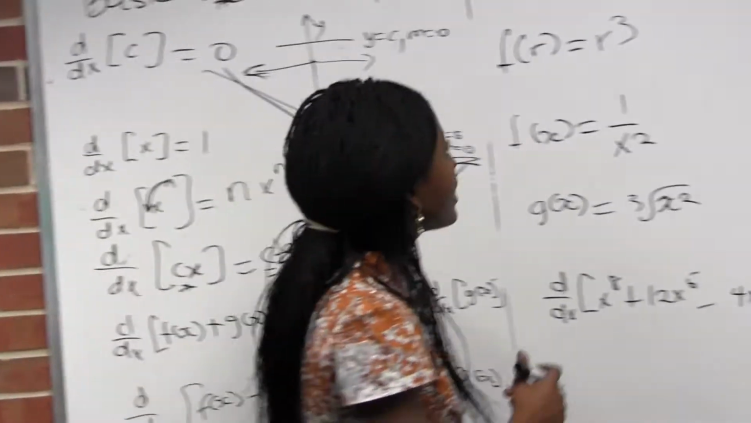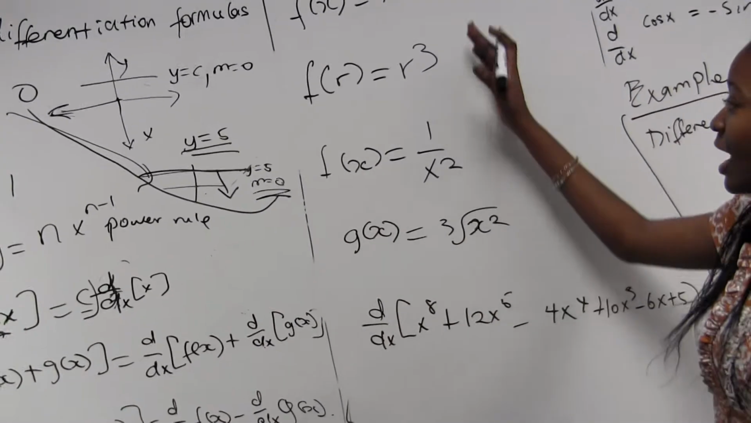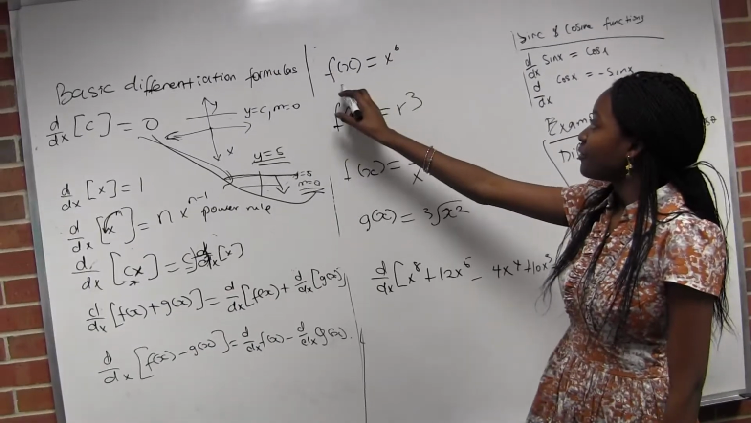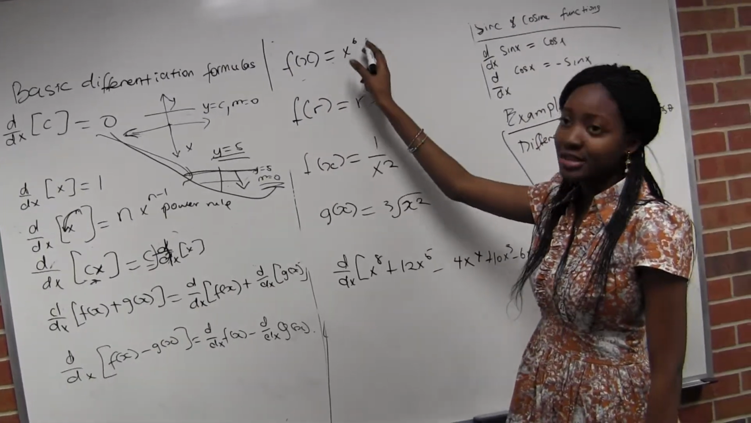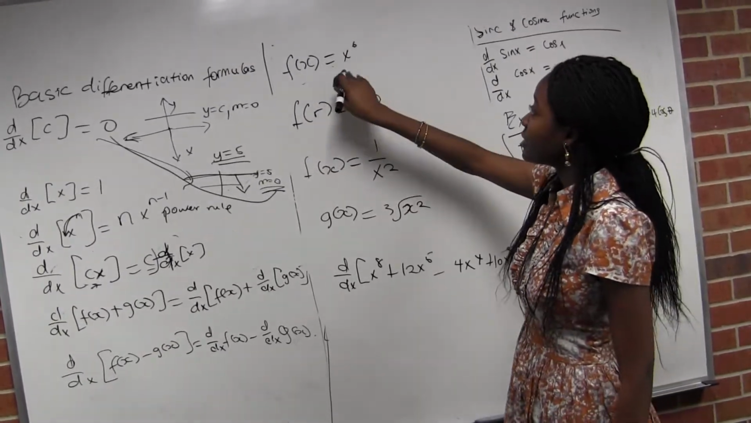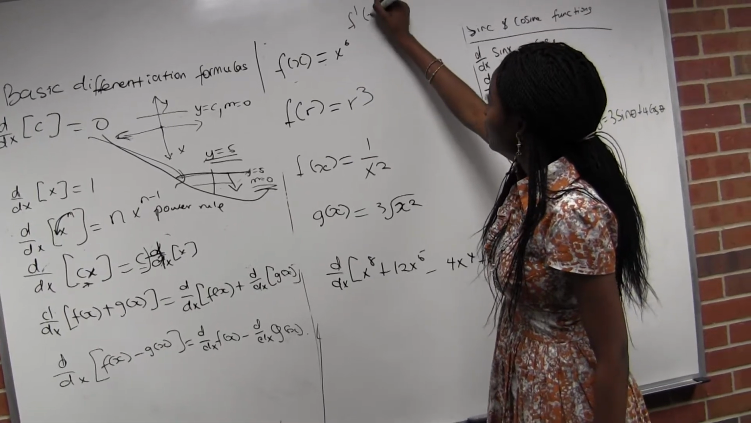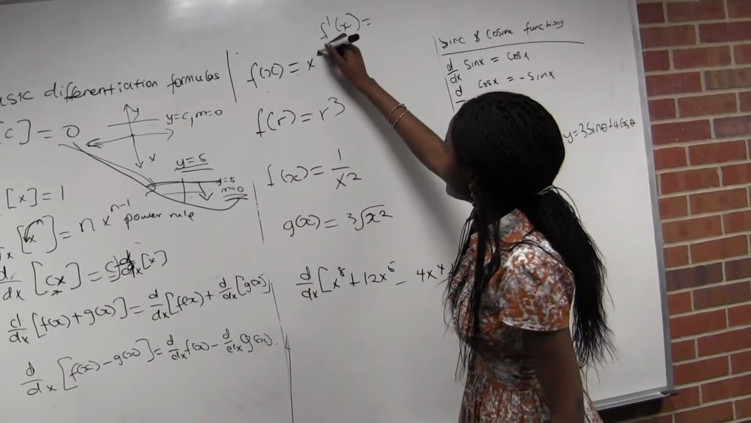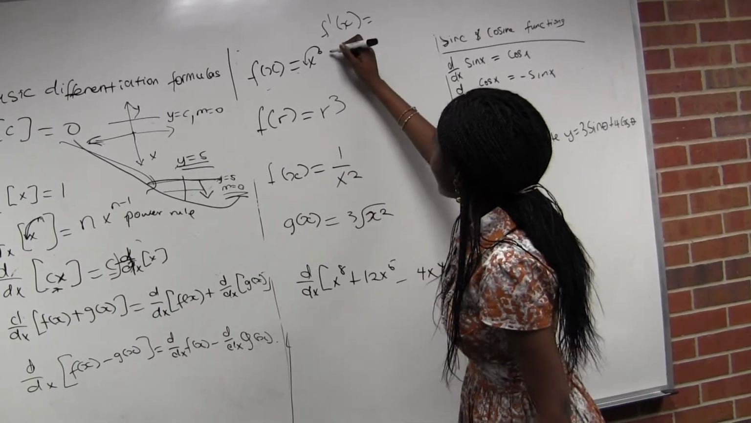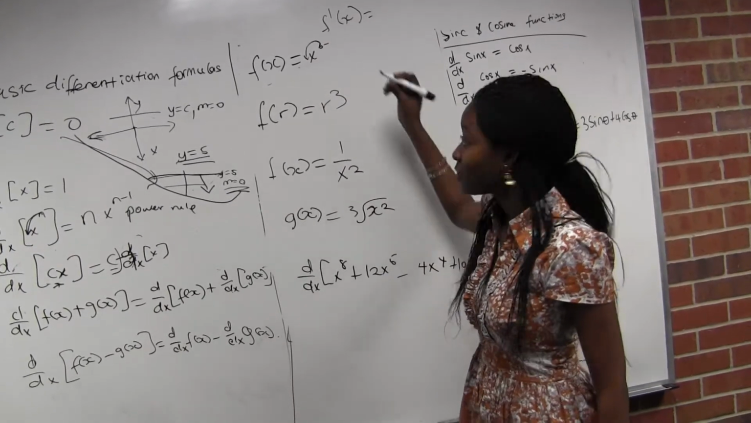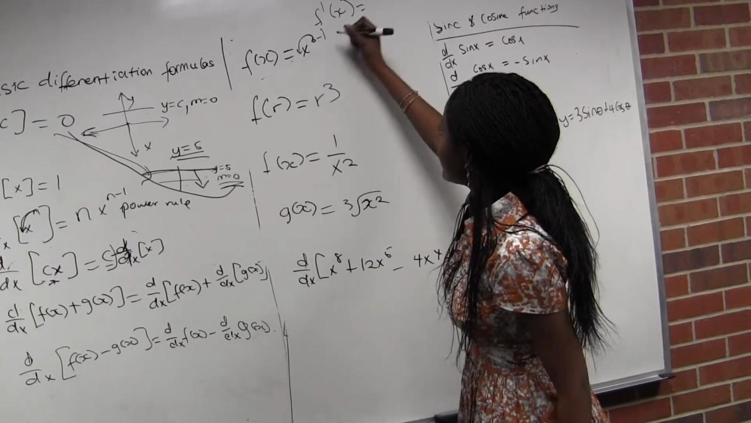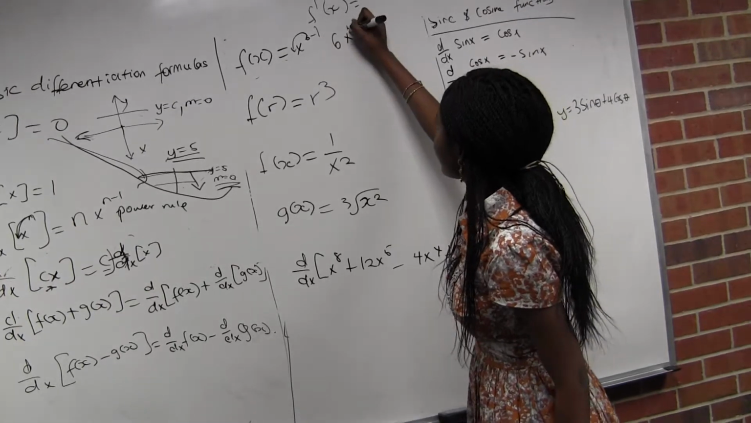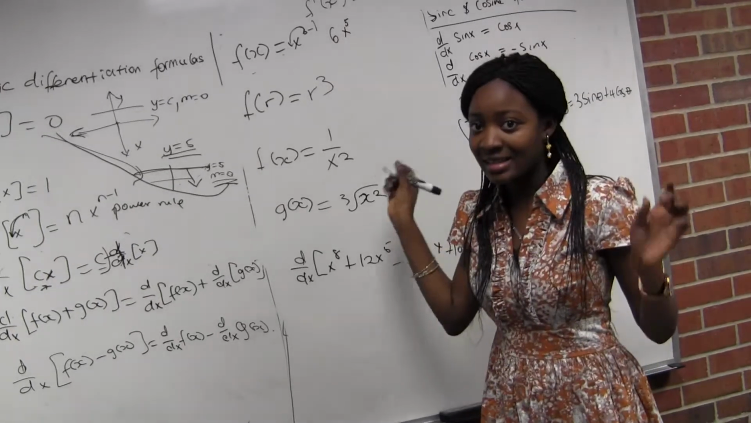And now at this point, we need to test our knowledge. So I have a couple of examples here that we're going to go over. So here I have f of x equal to x to the power of 6. To find the derivative of this function, which is f prime of x, this is the power rule. So I'm going to have to bring down my 6 and subtract 1, right? So when I bring down my 6, I'm going to have 6x. 6 minus 1 is what? Is 5. And it's that simple.